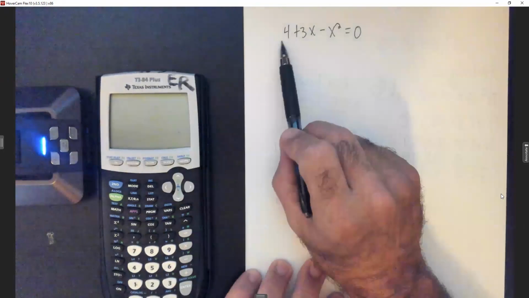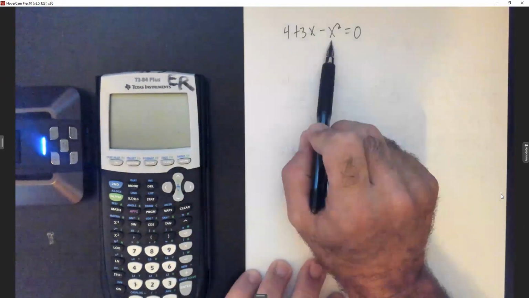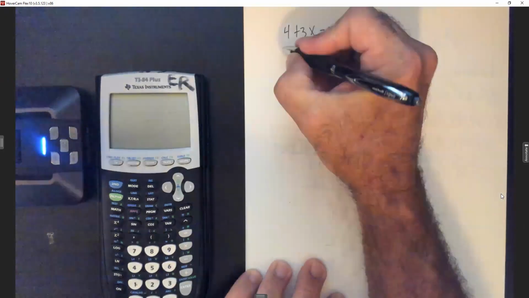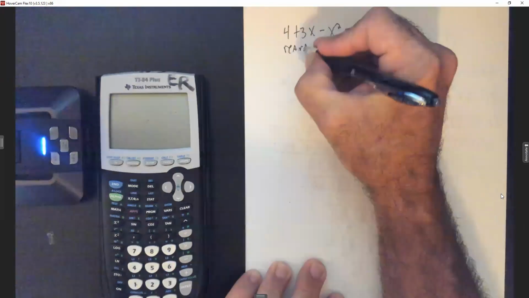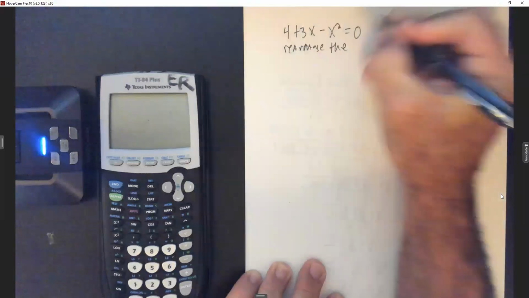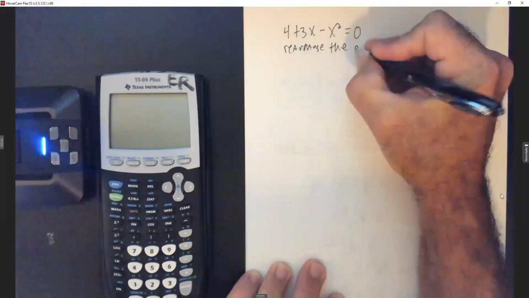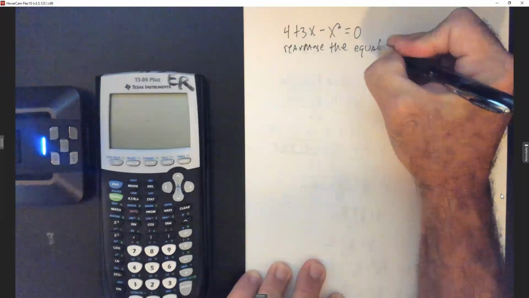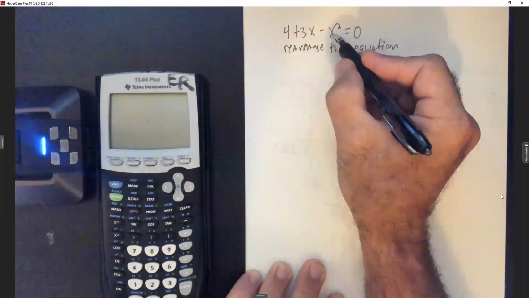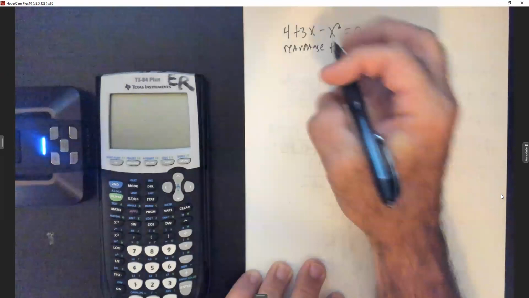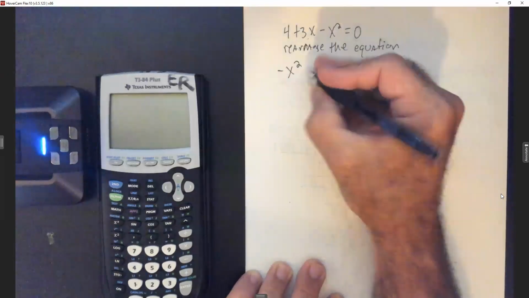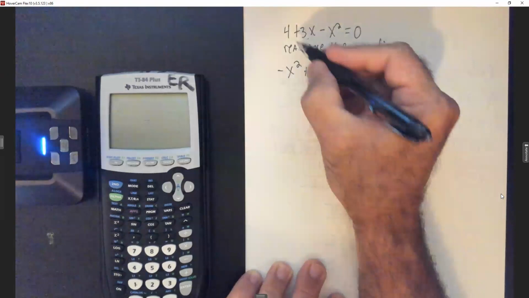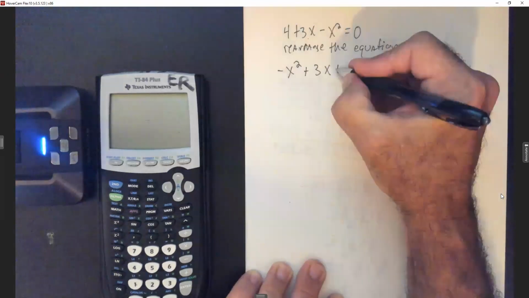So this is quadratic. The first thing I'm going to do is rearrange the equation. Right, we need these in order. So the x squared's first and it's negative, so you're going to have a negative x squared. Then you would put the x, which is a positive 3x. Then you would put the positive 4, all that equal to 0.